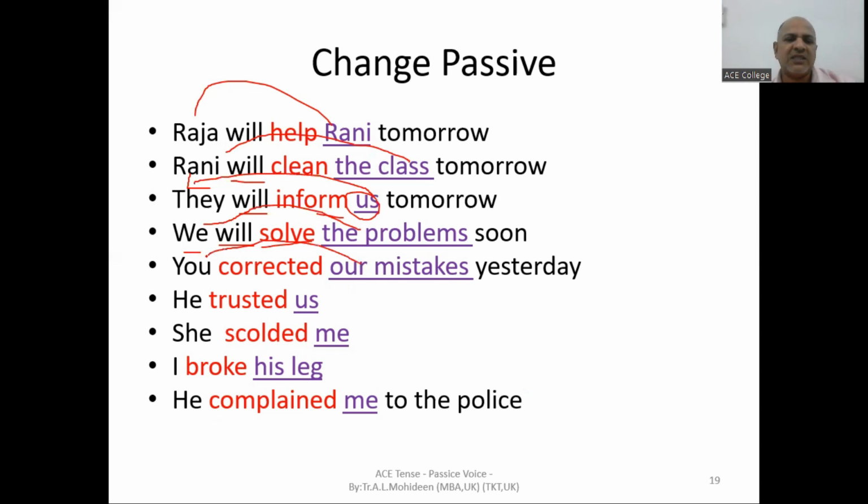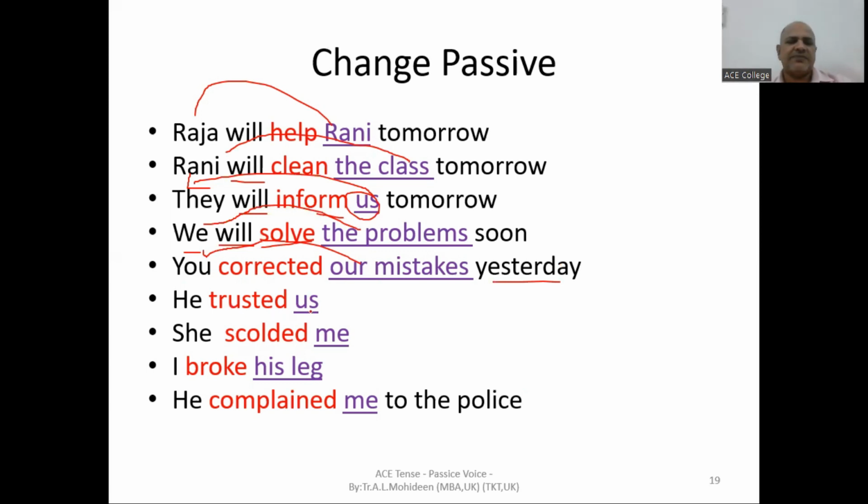Our mistakes, you put at the beginning. Our mistakes is plural. It's actually corrected, no? Past tense. So you have to put were. Our mistakes were corrected. This is corrected, past tense. So you have to change are into were. So our mistakes were corrected yesterday, right? Our mistakes were corrected by you yesterday.